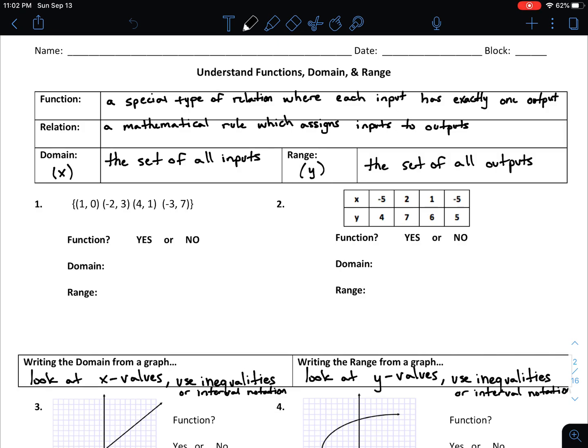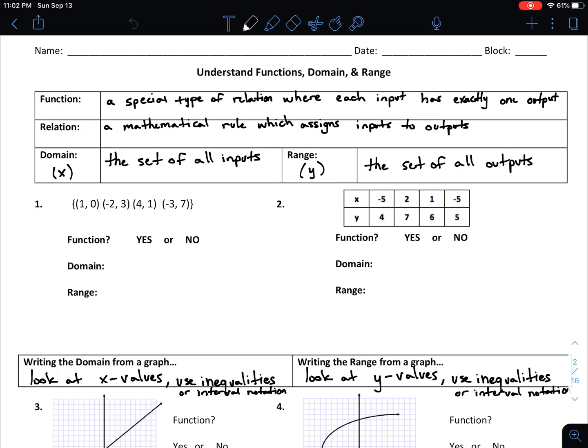So in example 1, we've got a set of points. So we've got the point 1, 0, negative 2, 3, 4, 1, and negative 3, 7. The first thing we want to look for is whether or not this is a function. When you're deciding whether or not it's a function, remember, each input has to have exactly one output. That means that each X value should really only show up once. If it ever shows up more than once, that's usually going to be a problem.